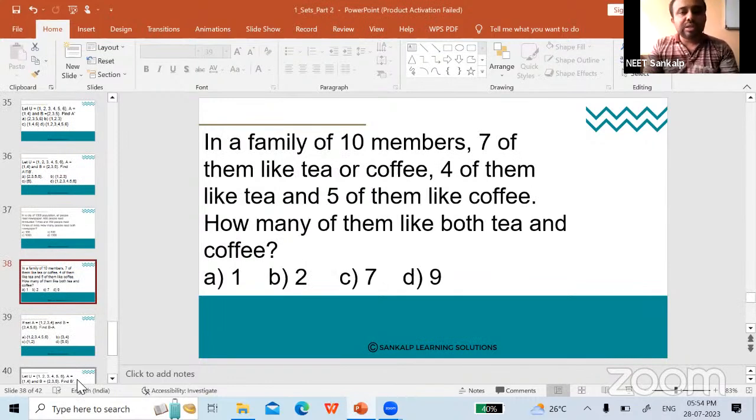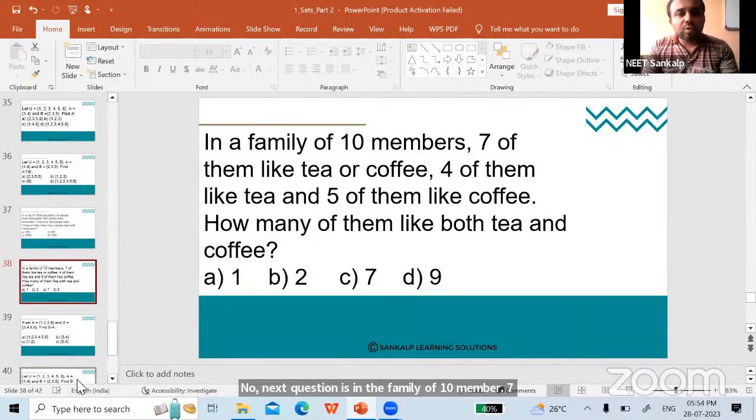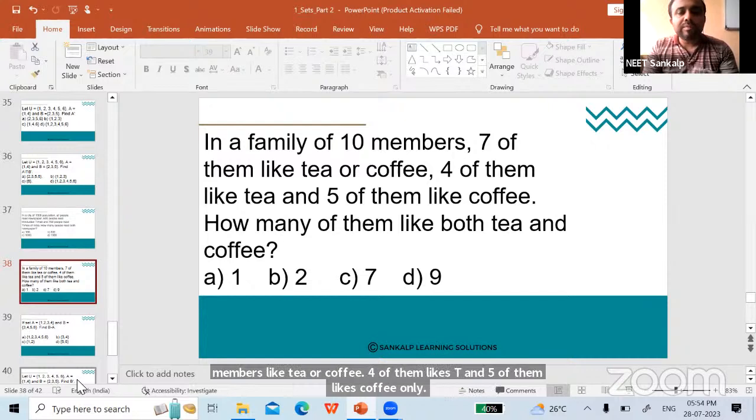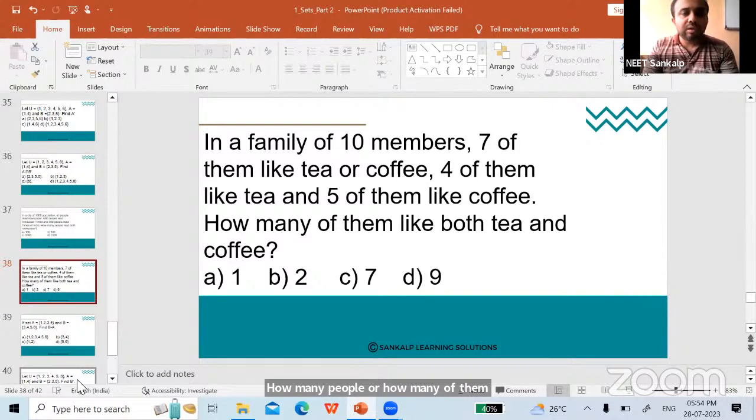Now, next question is, in a family of 10 members, 7 members like tea or coffee, 4 of them like tea and 5 of them like coffee only. How many of them like both tea and coffee? Common, that is the intersection part they are asking here.